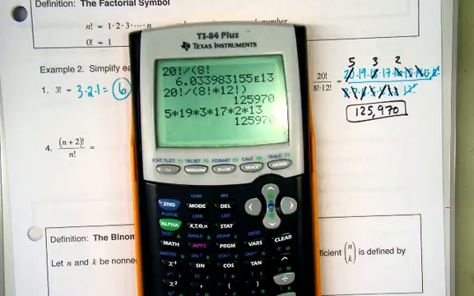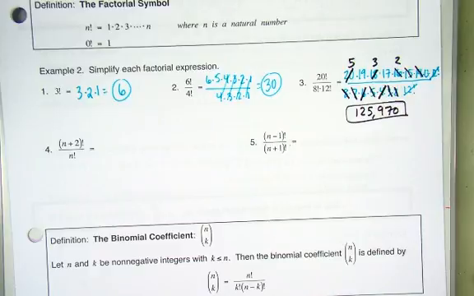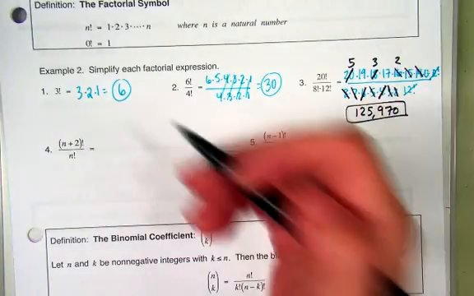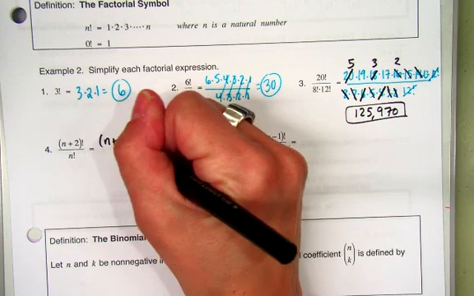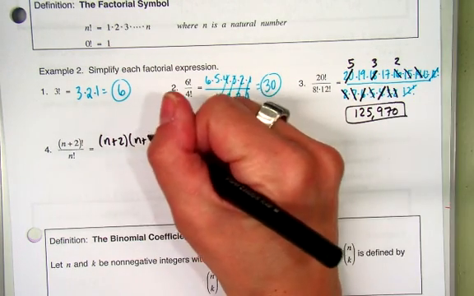All right, so your calculator, though, will not do problems like number 4, n plus 2 factorial over n factorial. So how would I work out n plus 2 factorial? Well, that's n plus 2, and then what's 1 less than n plus 2? N plus 1. And then what's 1 less than n plus 1?